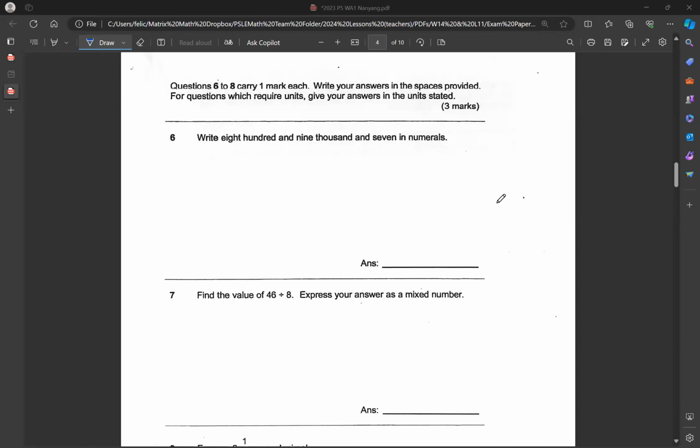Okay, so moving on to section B, question 6. Write 809,007 in numerals. Okay, so we have 809,000. So for 1,000, there must be 3 places behind the 809. All right, so 809 will be 809. With another 3 places, we start to fill up the rest of the numbers. And 7, so 7 will be in the ones place, which means the middle 2 there will be a 0. Okay, so that's it.